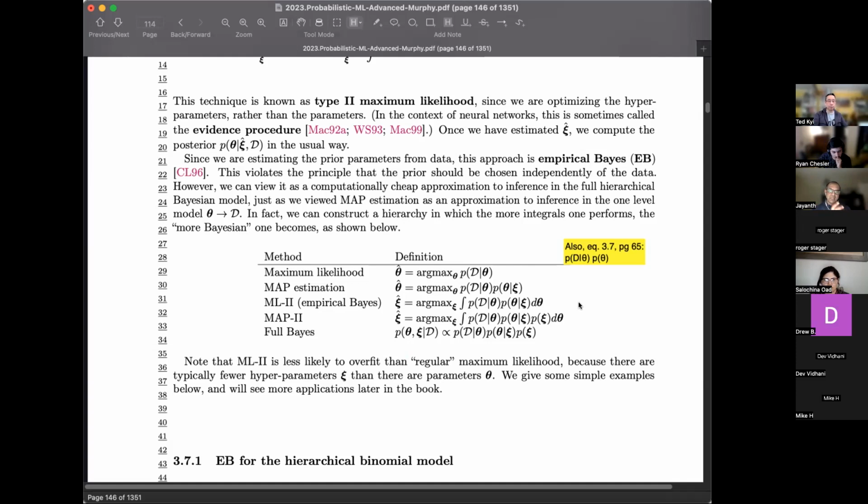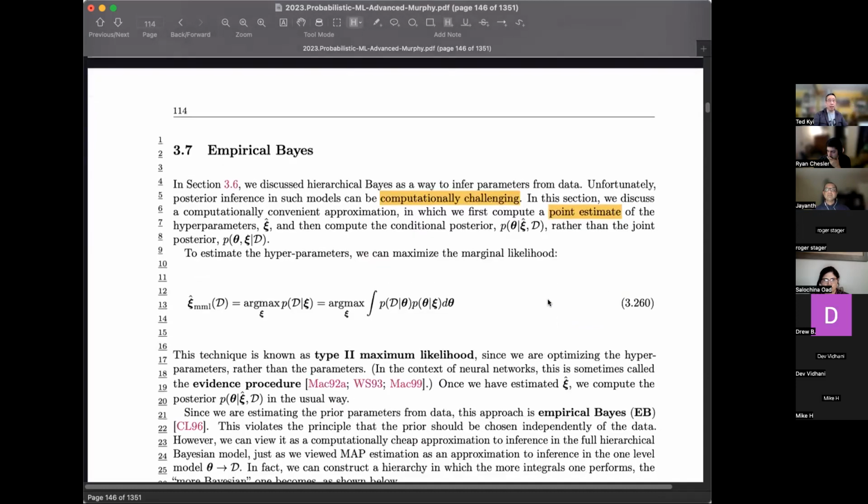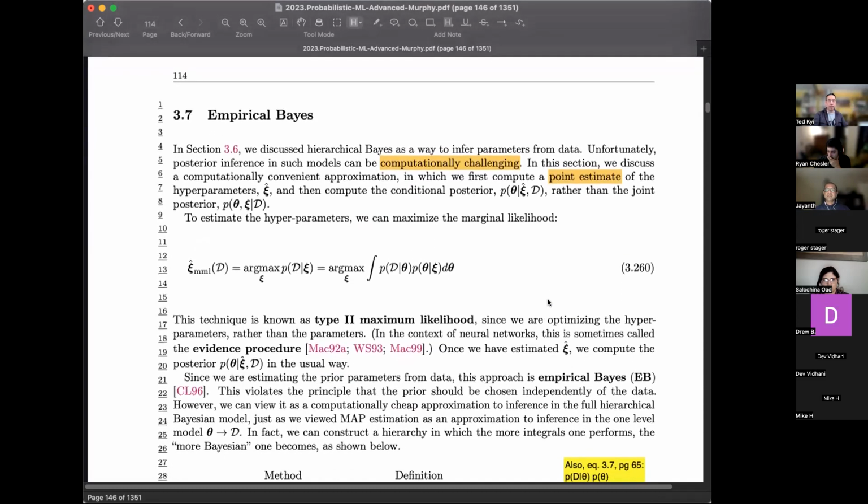And then once you get psi, that in turn determines where you can draw theta from. In this case, the first part is fixed. Like the very first example, psi was a beta distribution, and the thetas were binomials.